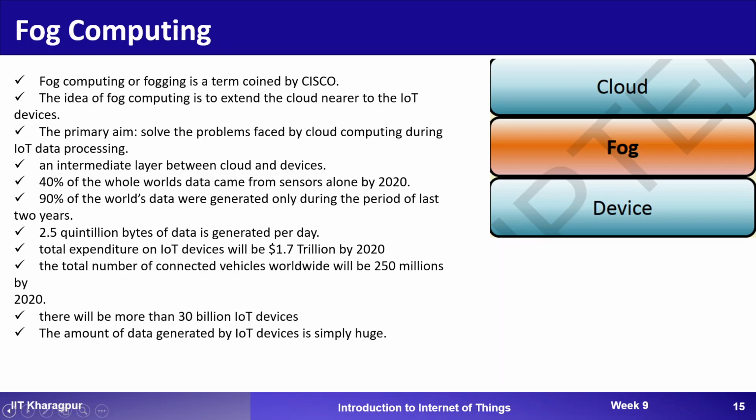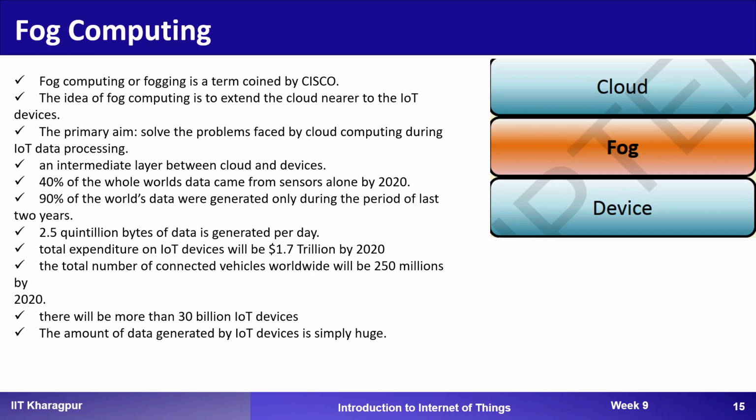By 2020, 40% of the world's data came from sensors alone. 90% of the world's data was generated only during the last 2 years. 2.5 quintillion bytes of data is generated per day. So in short, the data generation by your IoT devices is very heavy.